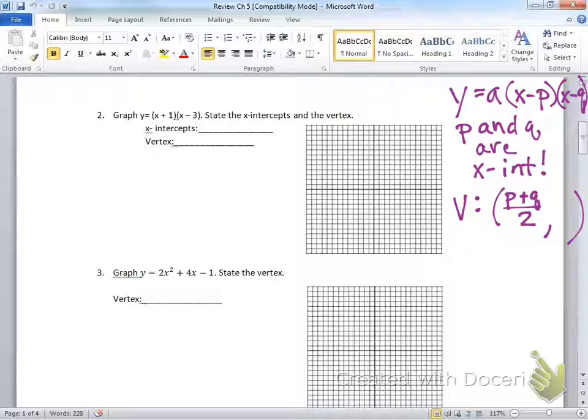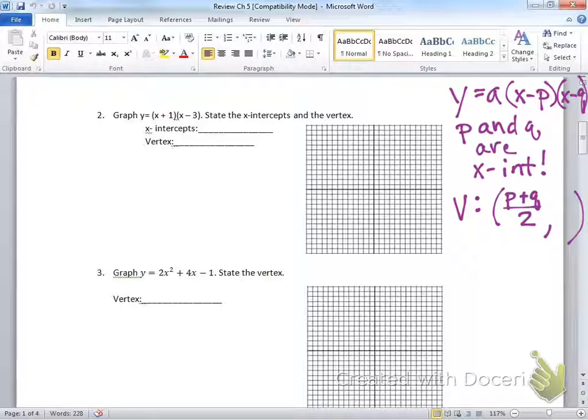Okay, so here's what you need to know about intercepts form. It is in that form, y equals a, and then in parentheses, x minus p, another set of parentheses, x minus q, where p and q are our x-intercepts. So that's where it touches the x-axis. We still need to find the vertex. The vertex is smack dab in the middle of those points. So we average p and q. So add p and q, divide by 2, and then plug that back in to find the x value of the vertex. That'll give you 3 points, and that's enough on this form.